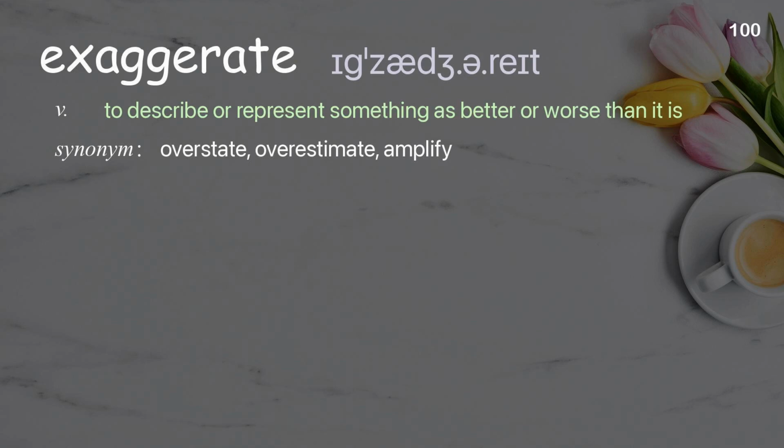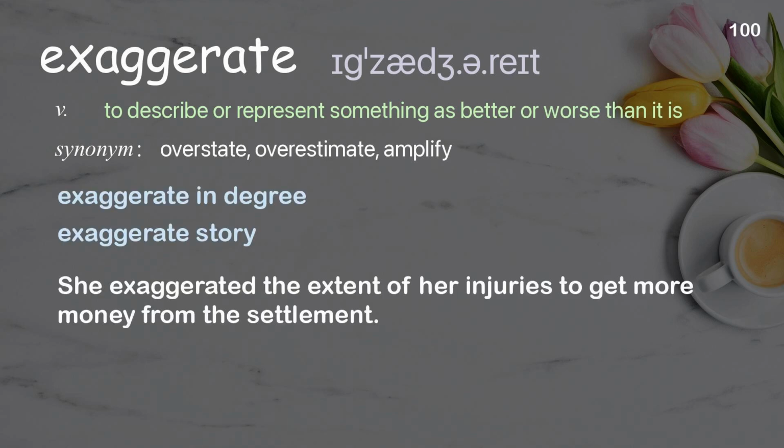Exaggerate. To describe or represent something as better or worse than it is. Examples: Exaggerate in degree. Exaggerate story. She exaggerated the extent of her injuries to get more money from the settlement.